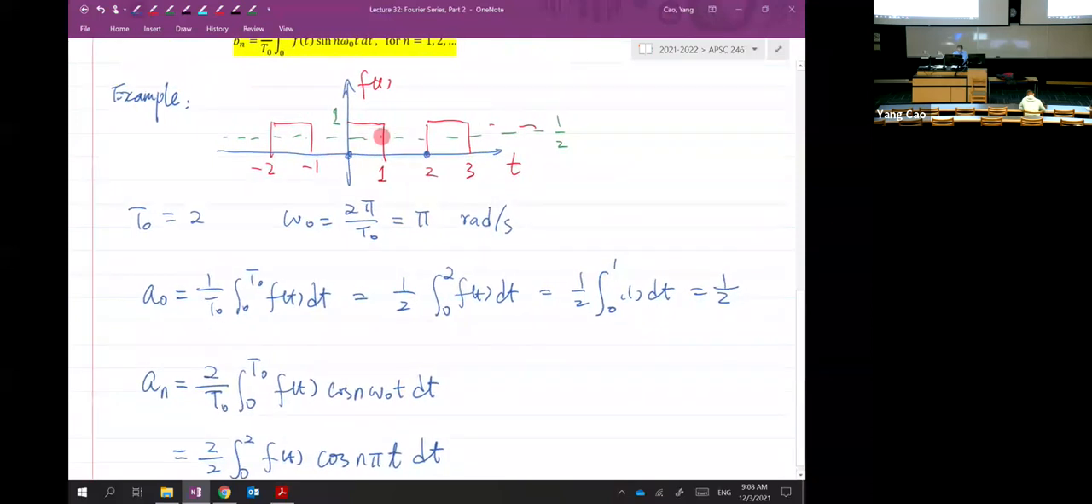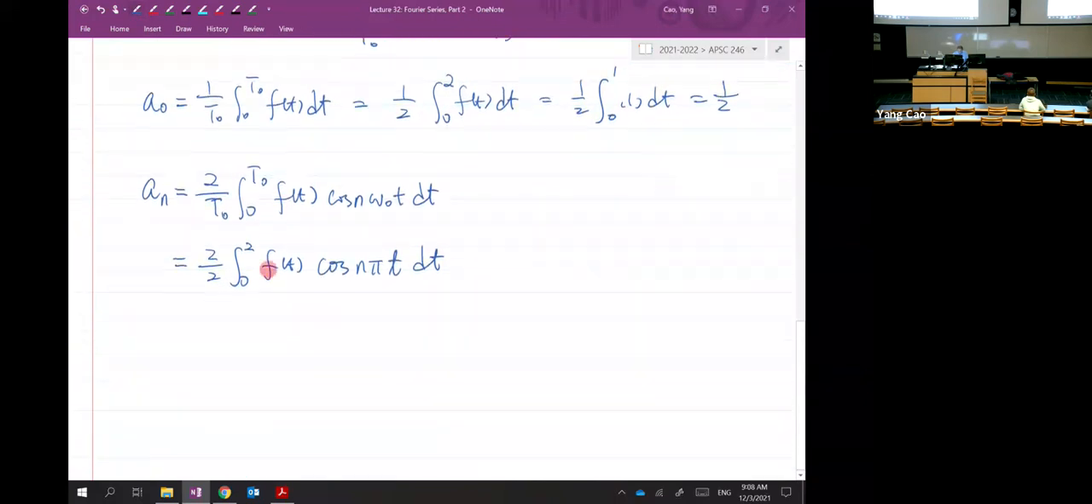So same as the previous example, from 0 to 2, the f of t exists only between 0 and 1. And the value of that is 1. So when you look at this integral here, 2 to 2 is 1 now. So you only integrate from 0 to 1. And the f of t will be 1 within that range. And you're left with just cosine n pi t dt. So you're essentially just integrating a cosine n pi t now. And of course, n is 1, 2, and so on, by default.